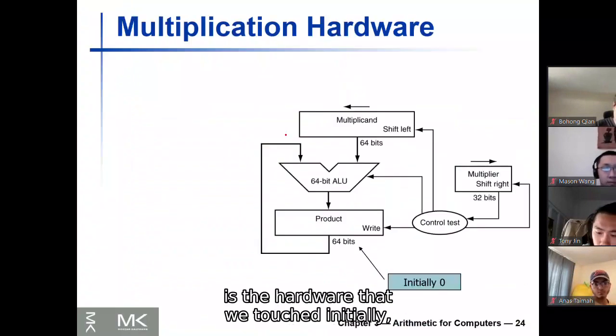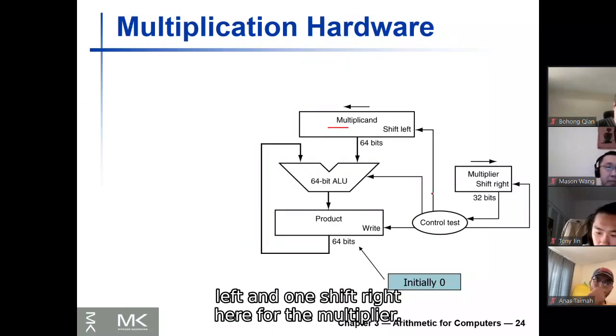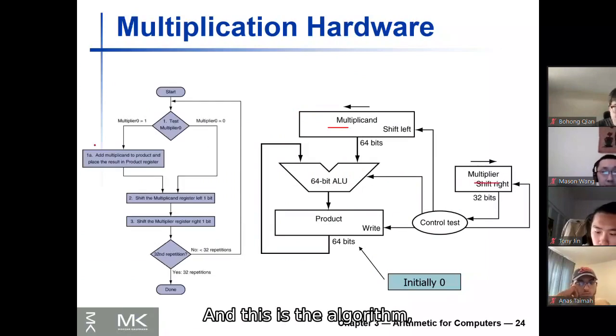So this is the hardware that we talked about. Initially 0, every time 1 shift left and 1 shift right here for the multiplier. And this is the algorithm.